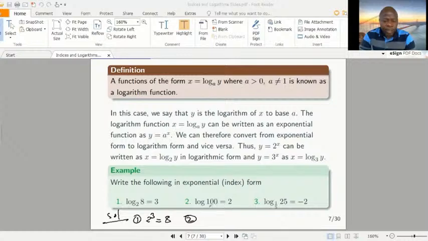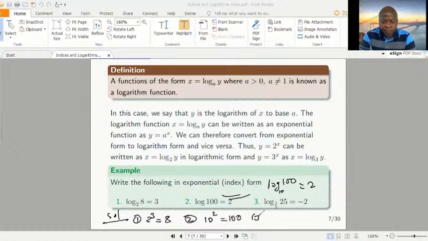Now the base here is silent, and whenever the base is silent, we take it to be 10. We have not written the base, so we take the base to be 10. So this question is the same as log of 100 to base 10 is 2. To write this in index form, let 2 go to where 100 was. So 10 raised to 2 is 100.